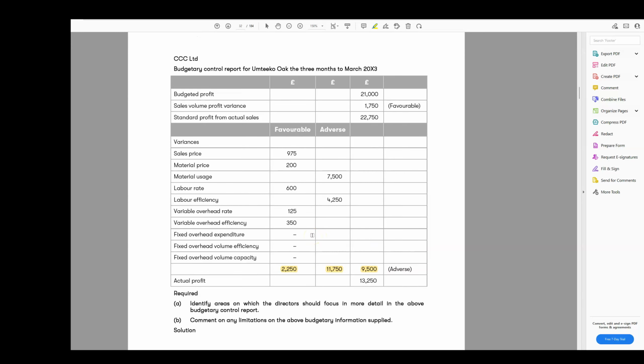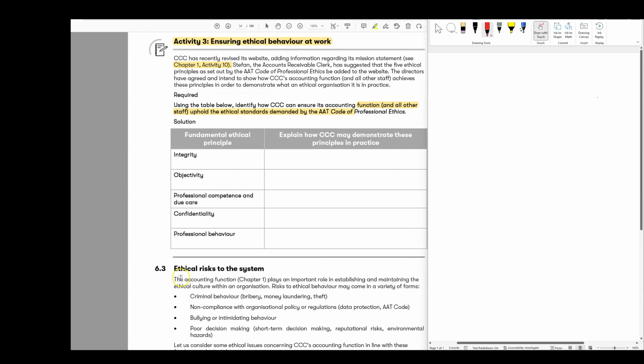All right, so we go back to our question and look at the fundamental principles for this company. We can write a few things for that. So let's start with integrity. The first one is integrity.